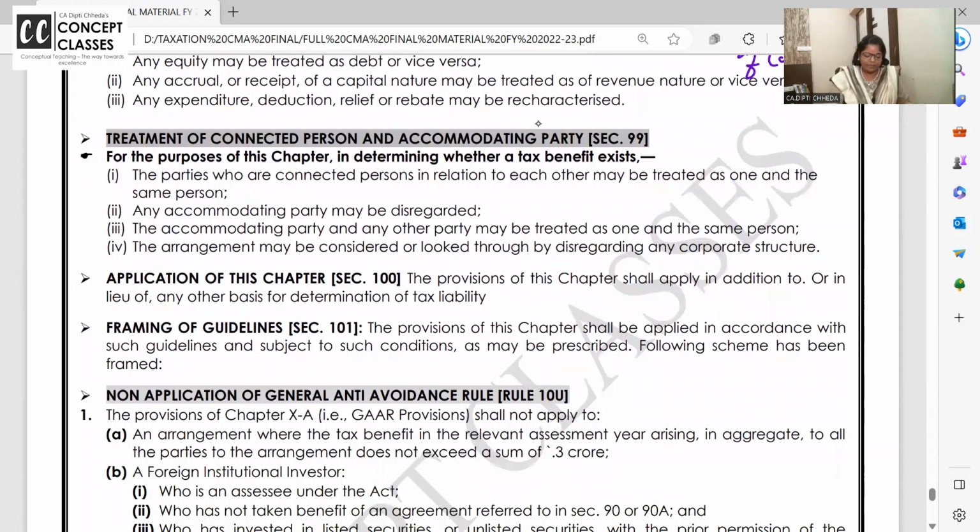Let's go next. Treatment of connected person and accommodating party. For this purpose, in determining whether a tax benefit exists, the parties who are connected to each other may be treated as one, and an accommodating party may be disregarded. Accommodating party or any other party may be treated as one, and the arrangement may be considered or looked through by disregarding any corporate structure. Means the gist, the conclusion is, they will remove all the barriers and look into the arrangement as a whole together.